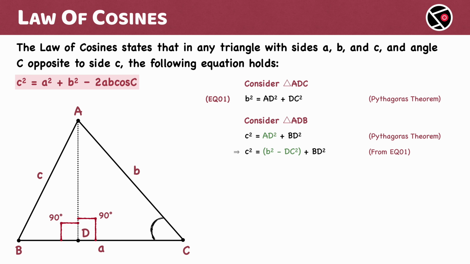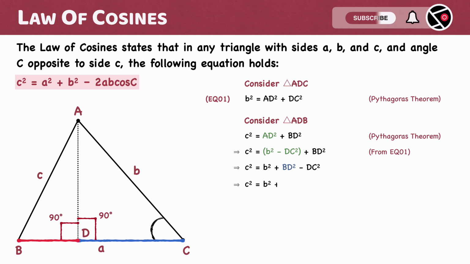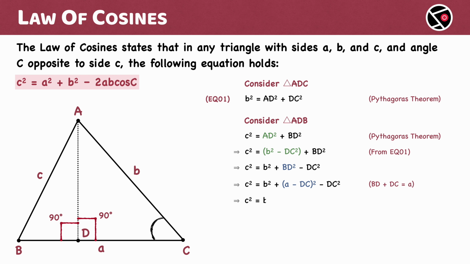Rearranging the terms gives us BD plus DC is A. So, we can replace BD with A minus DC and we get C square equals B square plus A minus DC whole square minus DC square. Or we have the square of A minus DC minus square of DC.